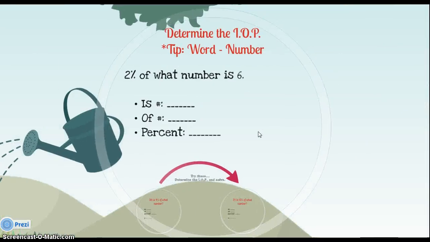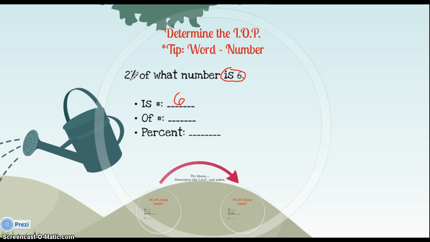So first off, we're going to practice making sure we know how to identify the IOP. Again, I is the is number, O is the of number, P is the percent. The way you're going to see it, it's going to go in order with the word, then the number. So in this one, 2% of what number is 6? Word is, and then the number 6. So the is number will be 6.